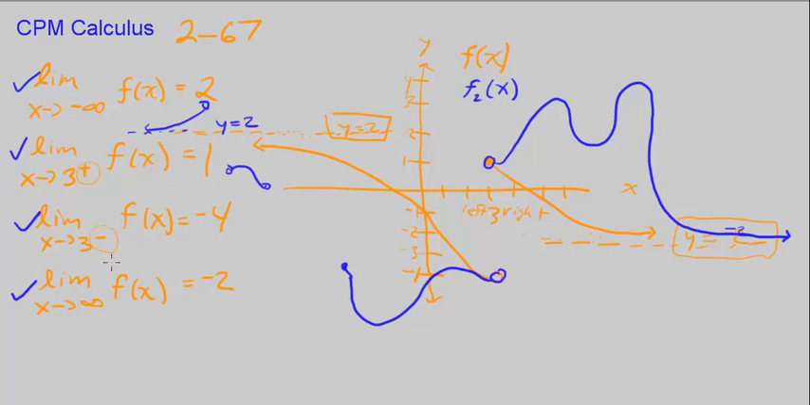There can be many different answers, but we should always have horizontal asymptotes, no matter what our graph looks like, at y equals negative 2 on the right side and y equals positive 2 on the left side. So we need to have two horizontal asymptotes, and we have to satisfy these four constraints. Okay, so this ends CPM Calculus Chapter 2, number 67.